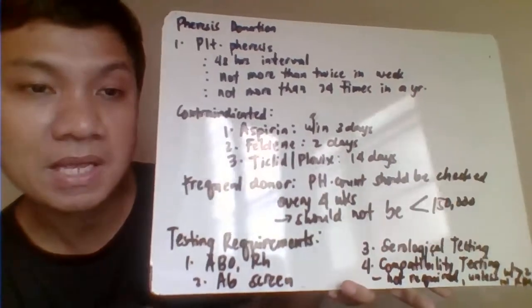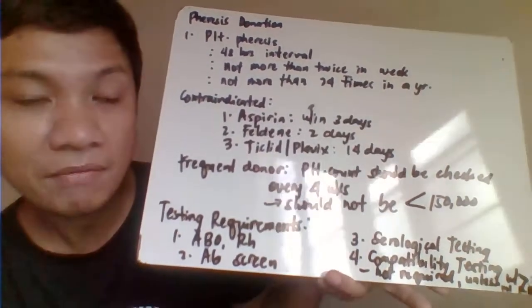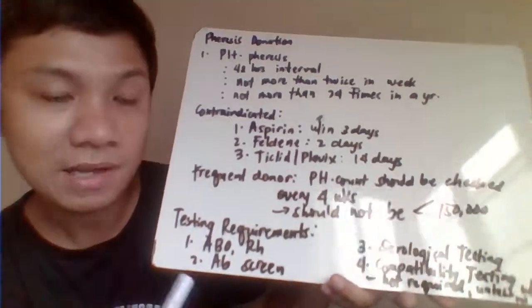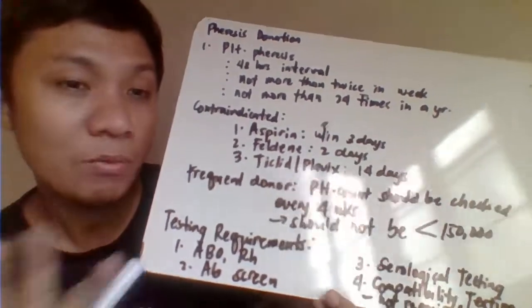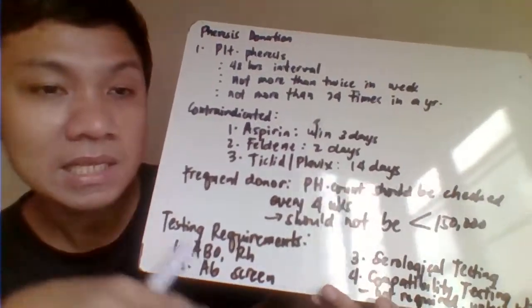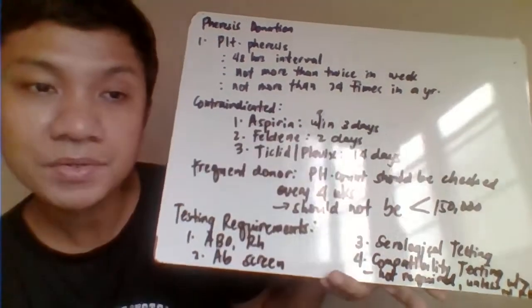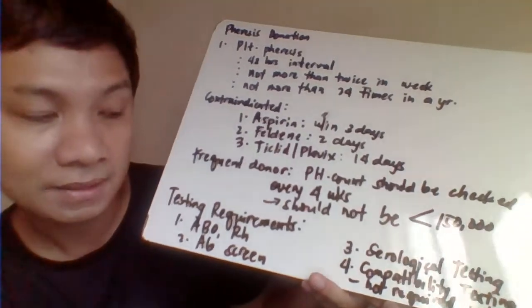The platelet count of the patient should be not less than 150,000. For example, if this is our donor who always donates, and his platelet count after 4 weeks drops below 150,000, do not let him donate yet. Wait until the patient has an increase in platelet count. Remember, if our platelet count is too low, the patient will bleed.